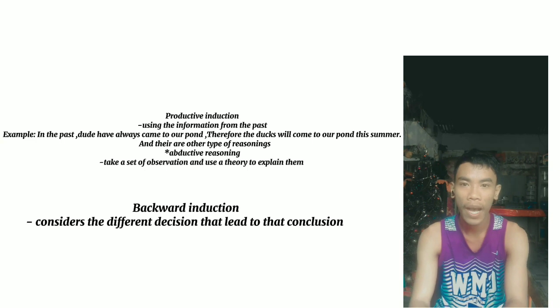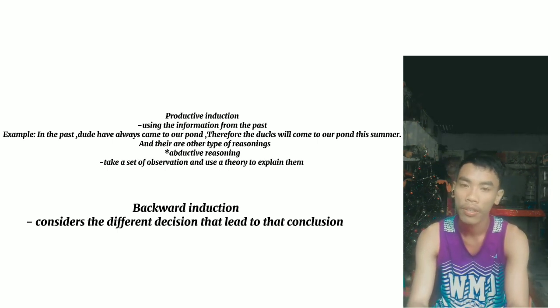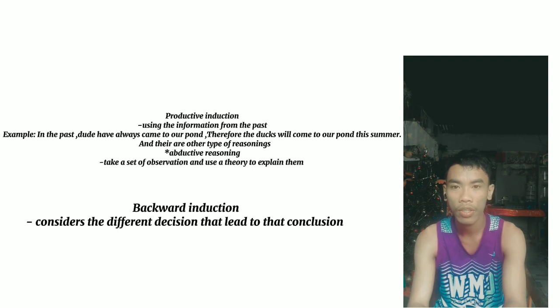And we have the other types of reasoning. First is abductive reasoning. Abductive reasoning takes a set of observations and uses a theory to explain them. And the second is backward induction, which considers the different decisions that lead to the conclusion.